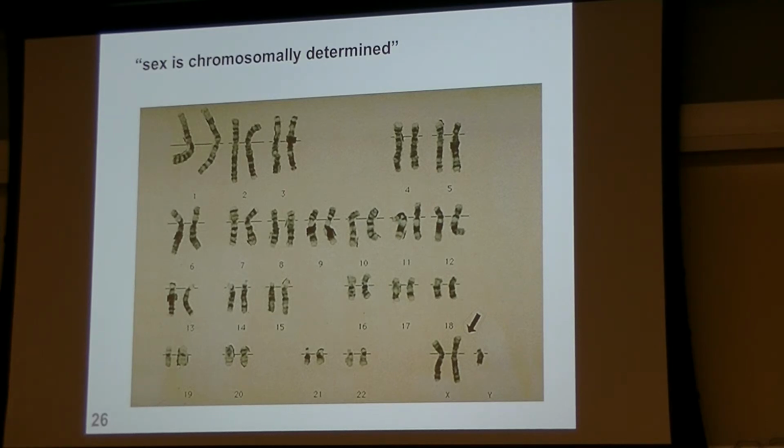So it is true that SRY is the trigger that initially pushes development one way or the other, but both male and female are active gene-directed processes.